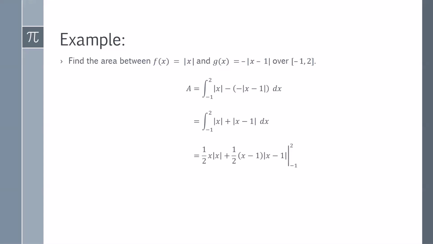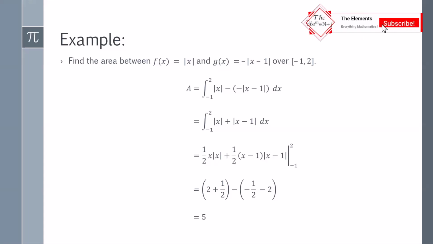The antiderivative of absolute value x is x times absolute value x divided by 2. And the antiderivative of absolute value x minus 1 is absolute value x minus 1 times x minus 1 divided by 2. We evaluate that from negative 1 to 2. Plugging in those values and subtracting, we come up with a final answer of 5 units.